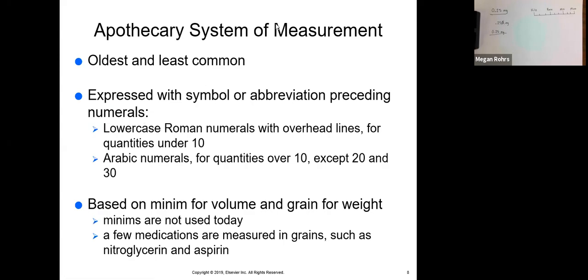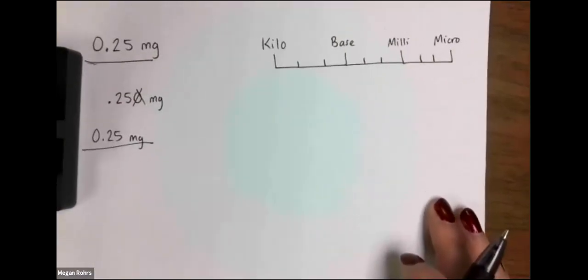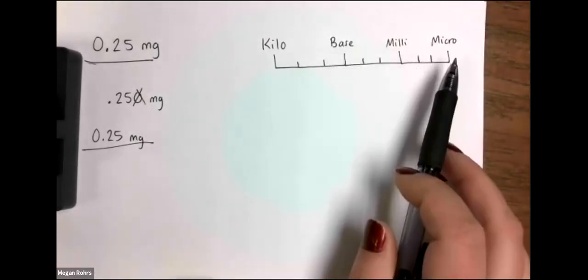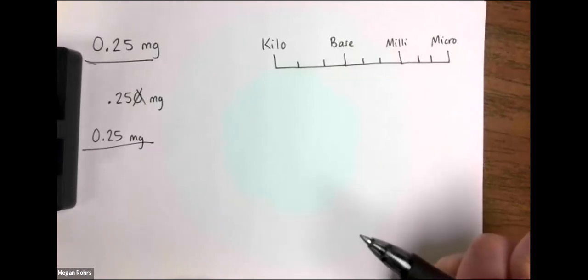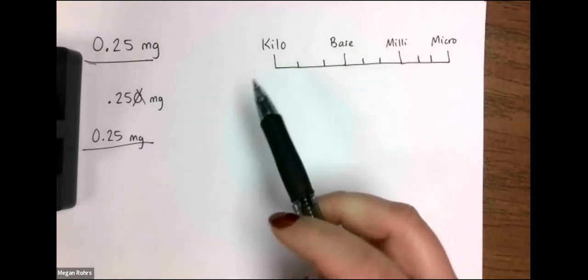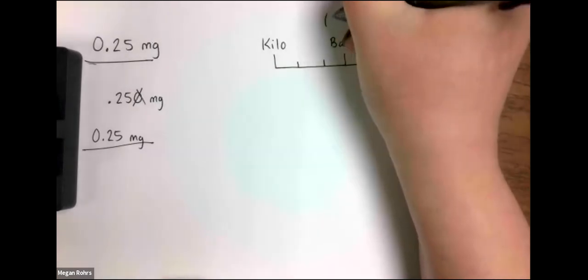Now, before I get to the apothecary system, I want to go over some quick conversions using the metric system here. So here I have a number line that is indicating the most common suffix or prefixes that we'll use in the metric system here. And I'm going to show you how this number line works. So we always have a base unit. So that's either going to be grams, meters, or liters.